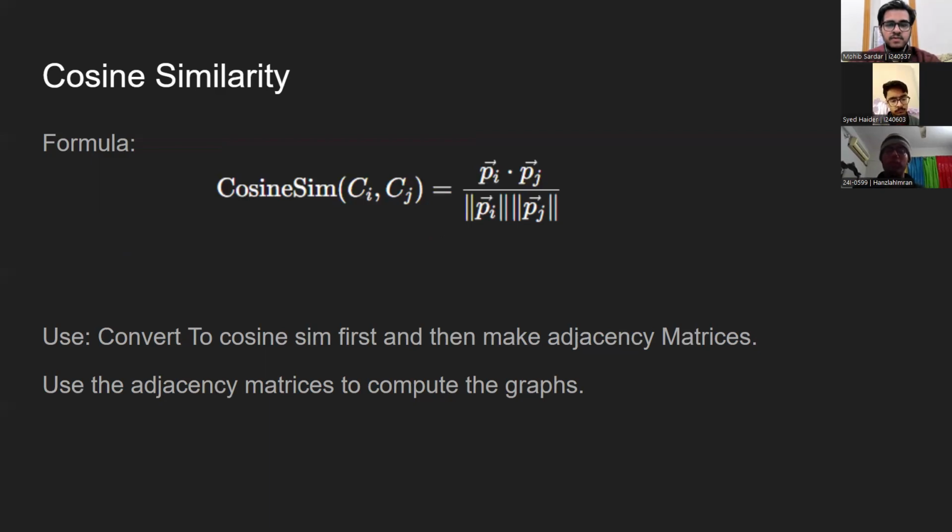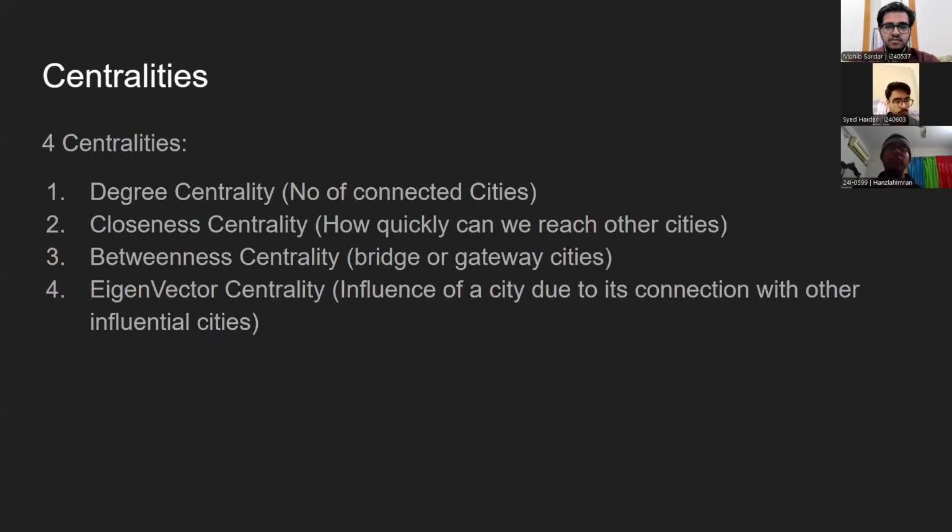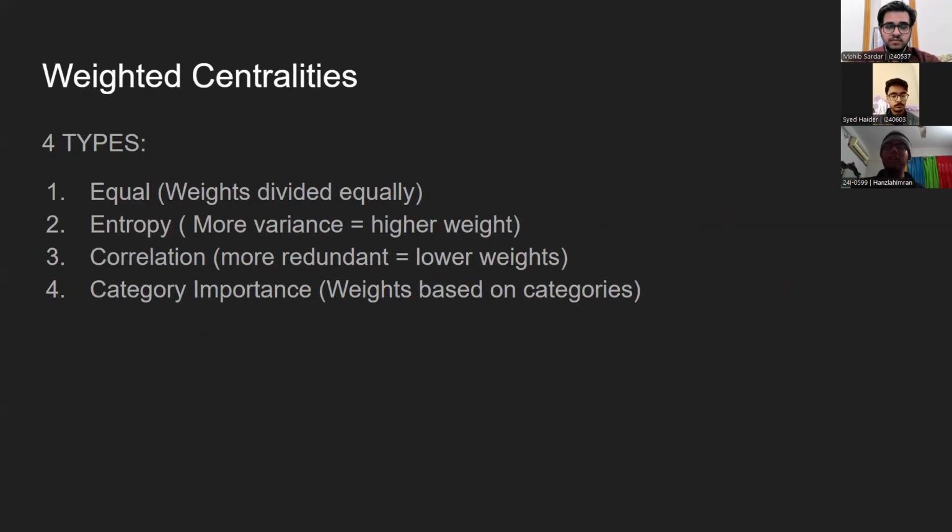In this project, we only compare 0.8 with 0.7, the centralities and the weighted centralities. First of all, on the centralities, there are four types of centralities which are used in this project: the degree centrality, closeness centrality, betweenness centrality, and finally, eigenvector centrality. Now, we will move on to the weighted centralities. These once again contain four types: the equal, the entropy, correlation, and finally category importance. Let us move on to the code.